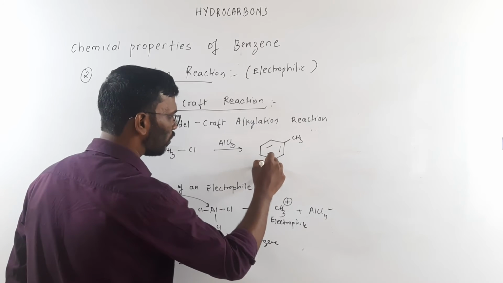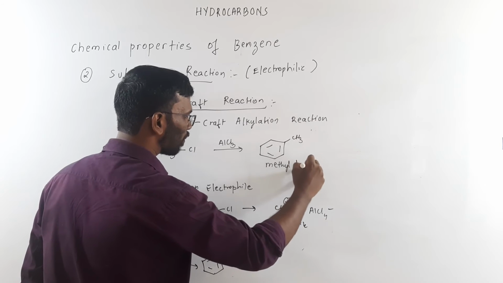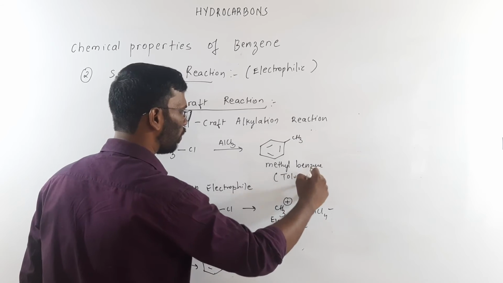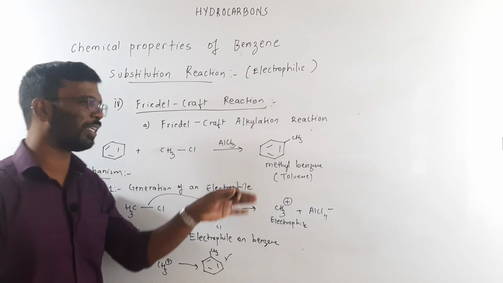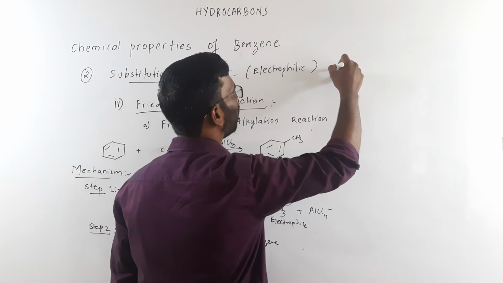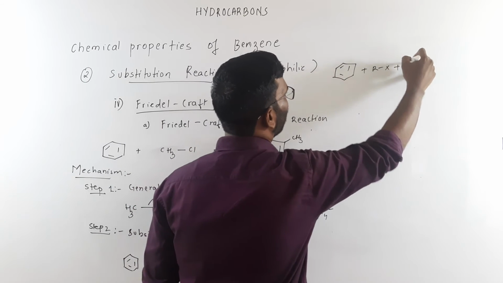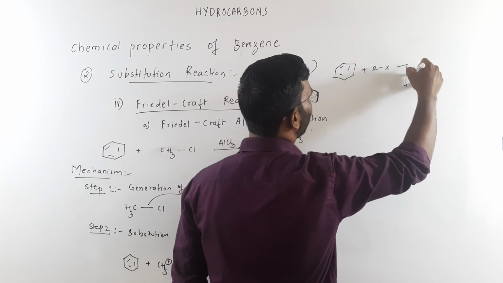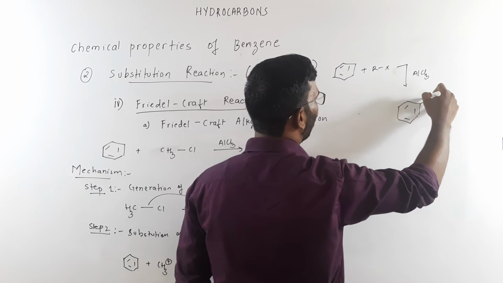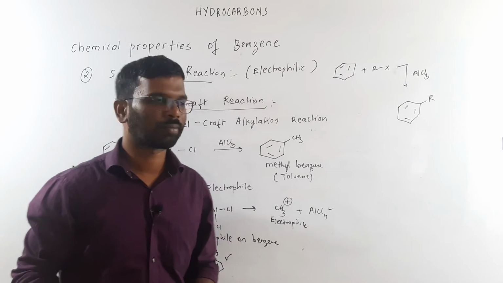I will write over here. This is called as methyl benzene. In this case, you are getting a toluene. Basically, what I have to say is that alkyl halide, you will get a general reaction for this could be written this way. RX, AlCl3, and you will be getting a alkyl benzene.